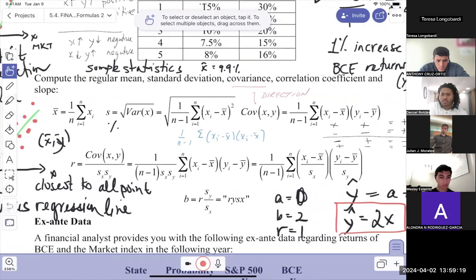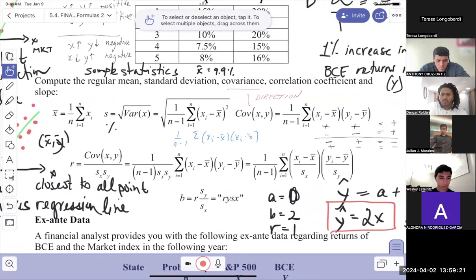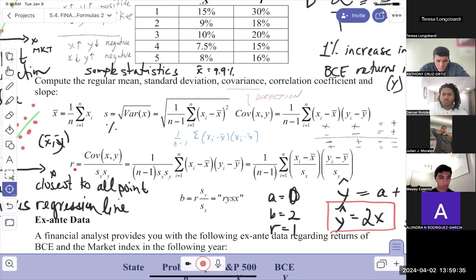In terms of all these formulas, you can get all of them on your calculator, except covariance doesn't come out. If you remember what we did last class, covariance doesn't come out of your calculator, but R does, and the two standard deviations do. So you could calculate covariance. Do you see how?